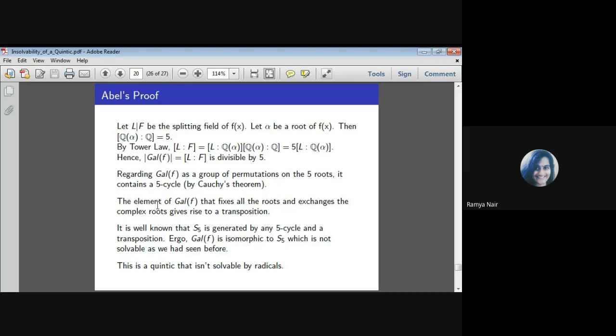And you can also have the element of the Galois group that fixes all the real roots and just exchanges the complex roots. So then that would give rise to a transposition. You're fixing all the real roots. It has 5 roots. You fix all the real ones and you just exchange the complex roots. So inside S5, as an image of this homomorphism from the Galois group to S5, you get a 5 cycle and a 2 cycle.